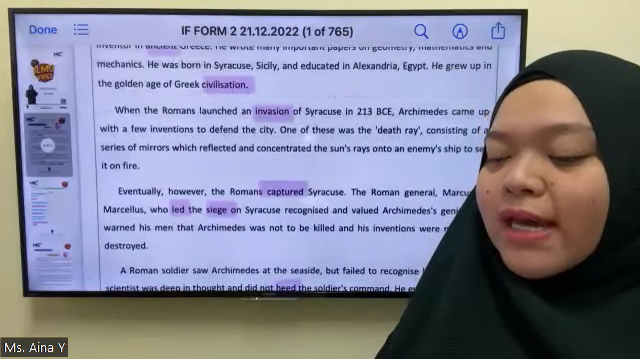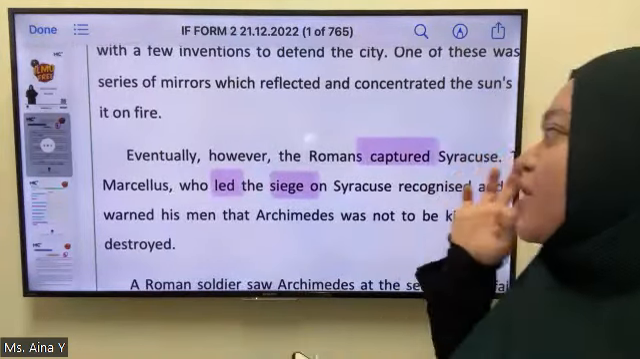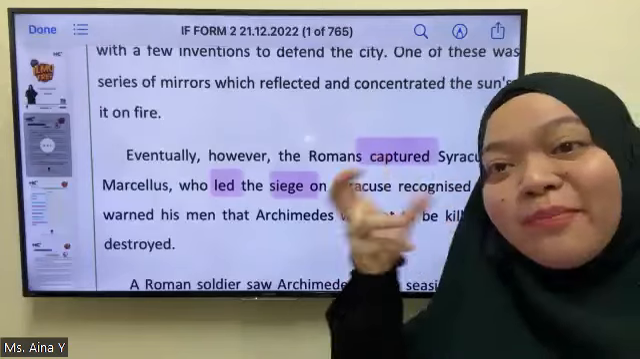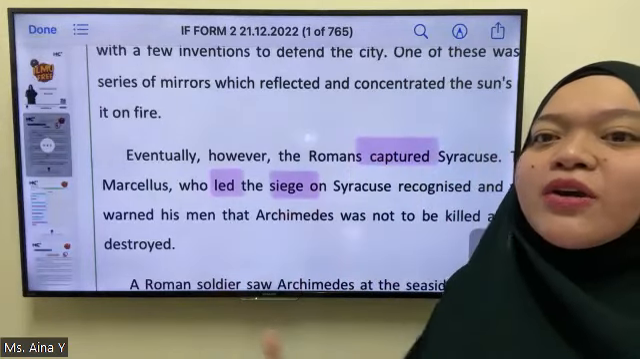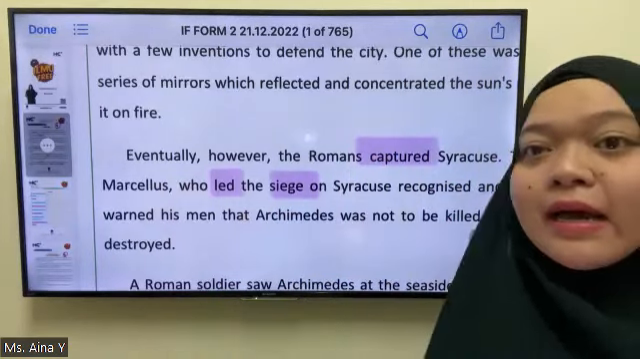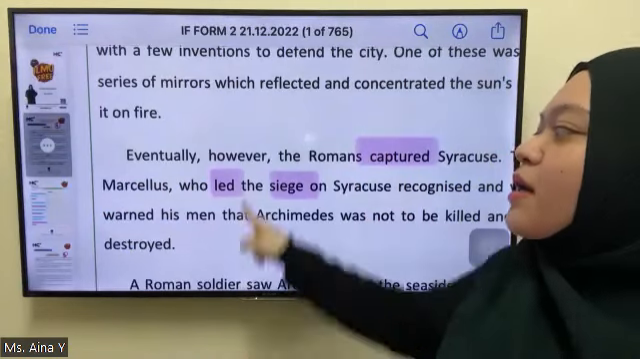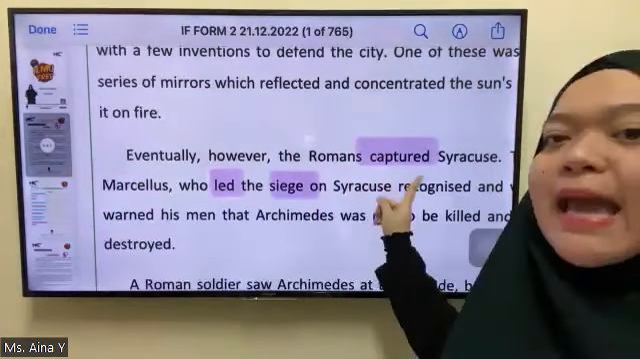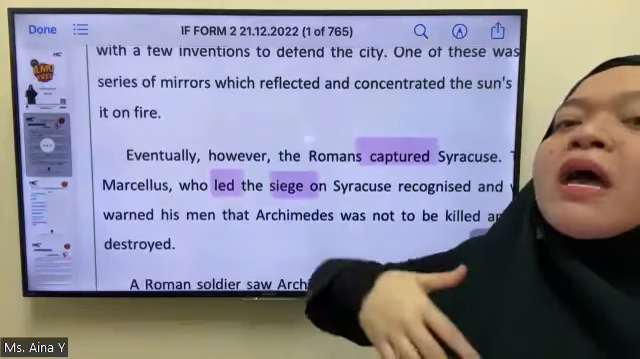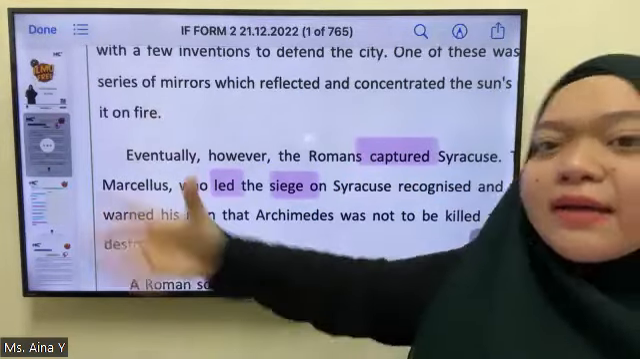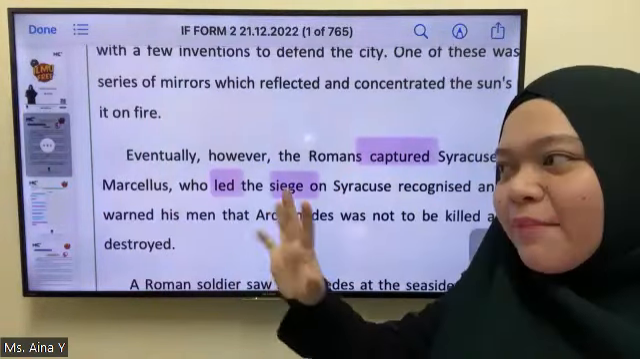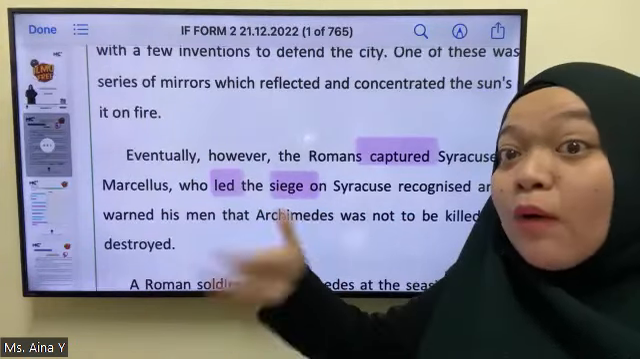We have the word catch it. Okay, capture kat sini bukan ambil gambar tu eh. Capture picture tak. Capture kat sini maksudnya diorang biar berjaya menawan lah in the sentence. Maksudnya, eventually however the Romans captured Syracuse, maksudnya berjaya menawan. Dapat tangkap tempat tu. Dapat menawan lah. Okay, tawan tempat tu. Tawan tempat tu.